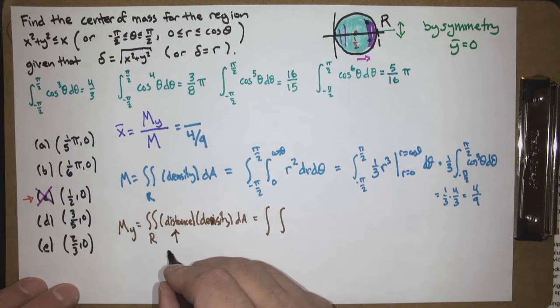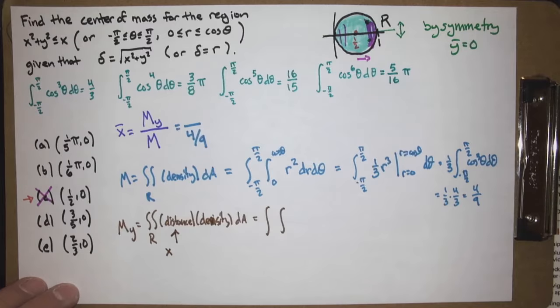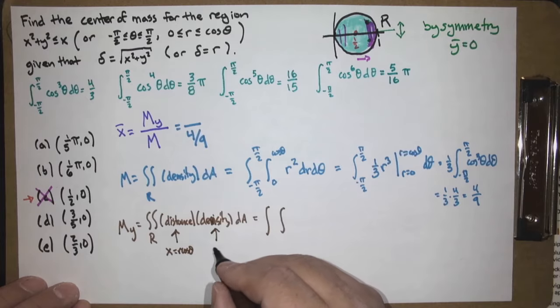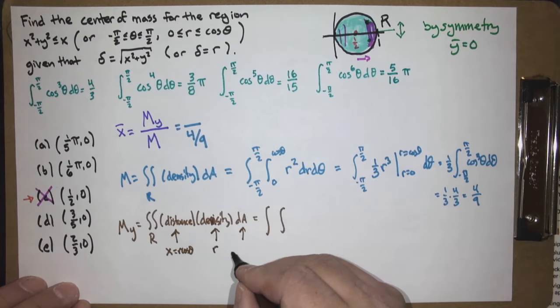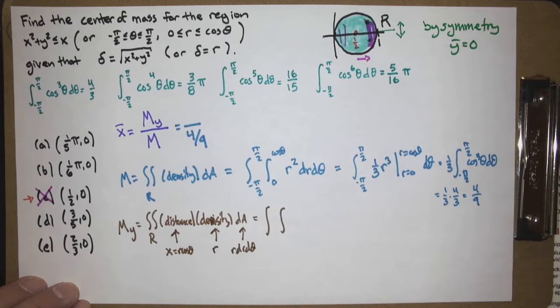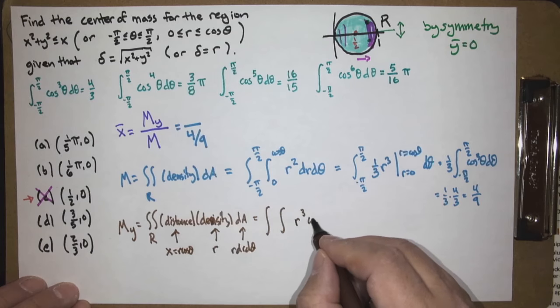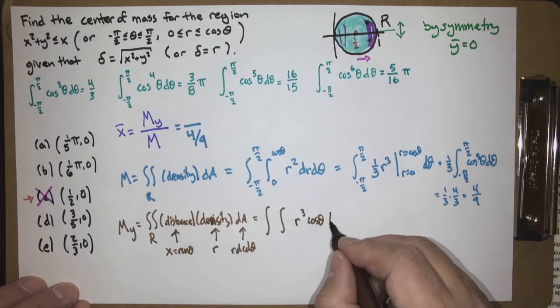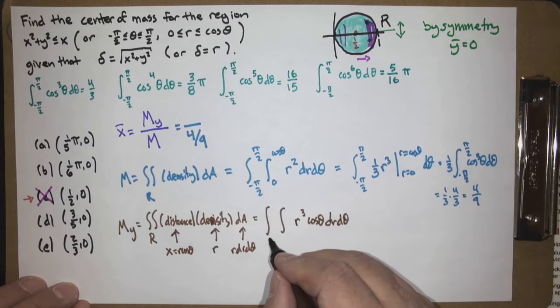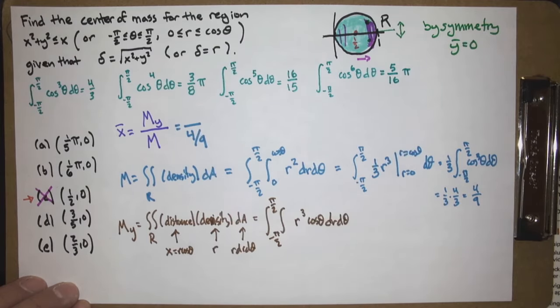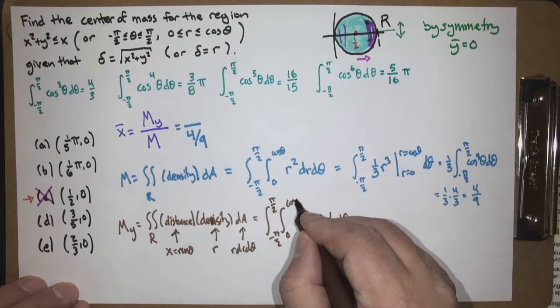X. Now, we're in polar, so we don't write x. What do we write? R cosine theta, because in polar, x equals r cosine theta. Density still r. dA is still r dr d theta. So if you multiply r cosine theta times r, you get r cubed cosine theta. And you have a dr d theta. The bounds are the same. So negative pi halves to positive pi halves for theta, 0 to cosine theta for r.